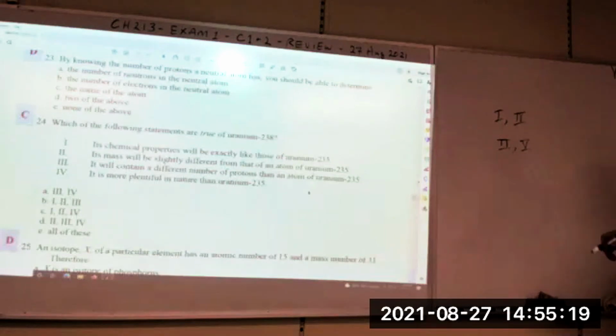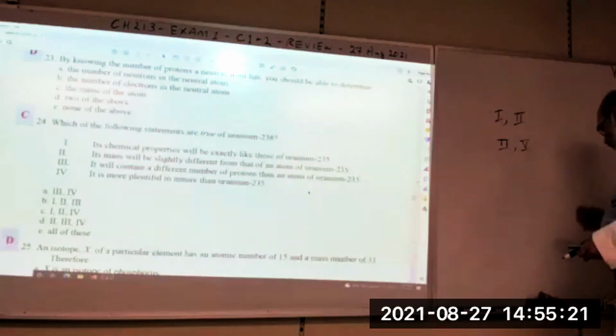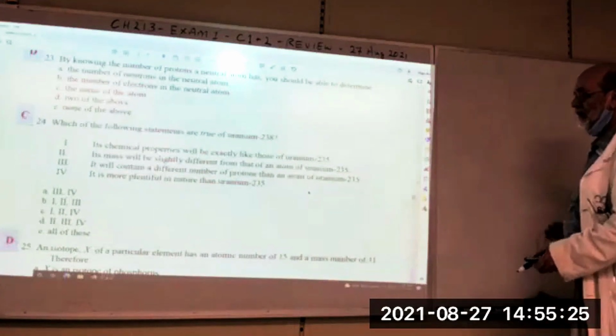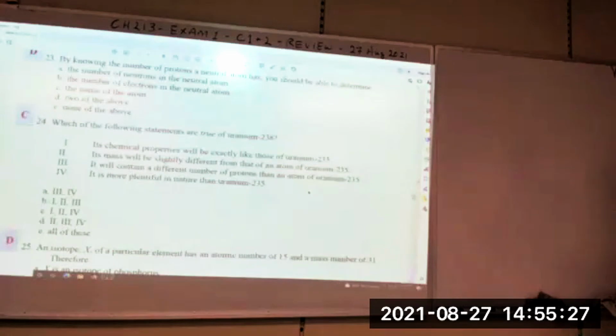What can you tell if you know the number of protons in a neutral atom? Well, you know the name of the atom. You can find out what the atom is, right? And you know the number of electrons. So you can do B and C, which is two of the above. So D is the answer for that one.